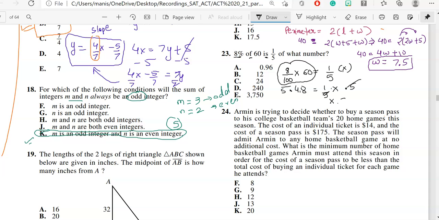So my value of X will be what? My value of X will be 24. So this is my answer over here. So our option choice C is the correct answer for this question.